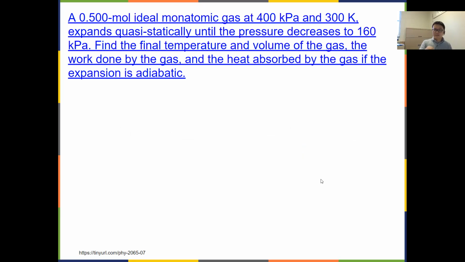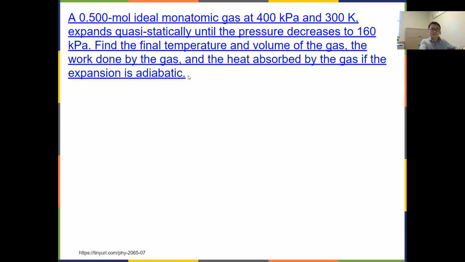Let's take a look at the example here. This one says 0.50 moles of monatomic gas, at 400 kPa and 300 K, expand quasi-statically until the pressure decreases to 160 kPa. Find the temperature and volume of the gas, the work done by the gas, and the heat absorbed by the gas if the expansion is adiabatic.